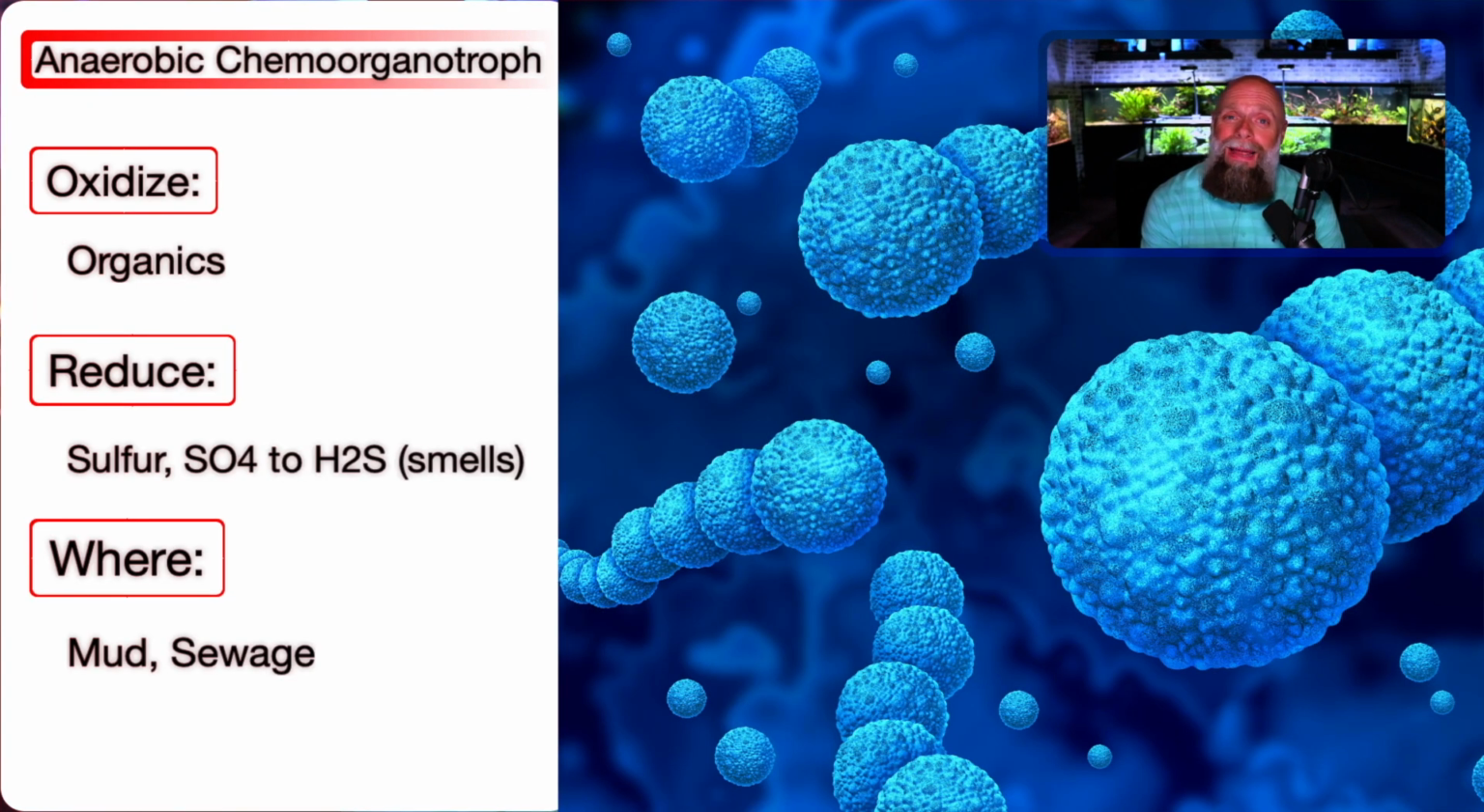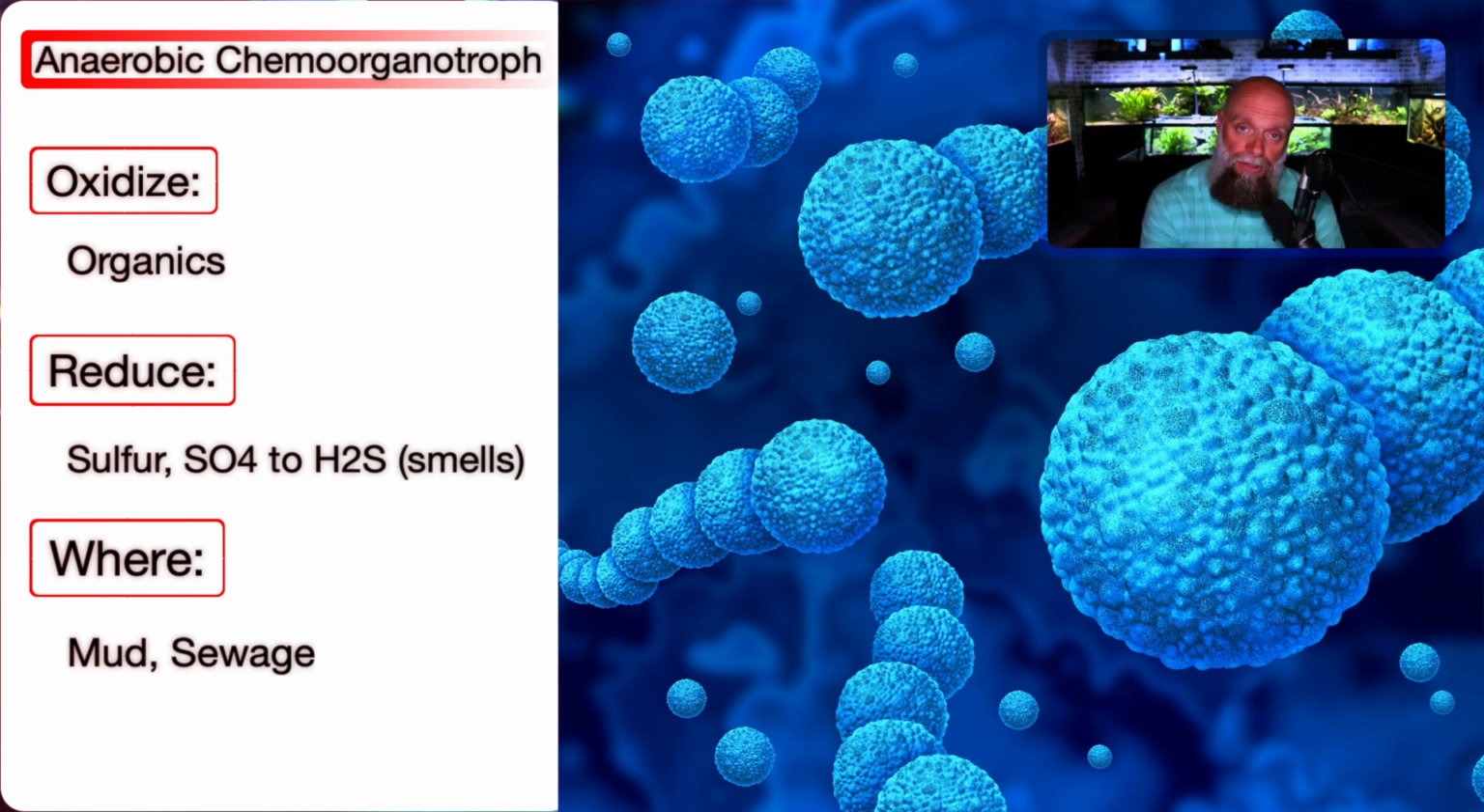Next up, we have our anaerobic chemoorganotrophs. Now again, anaerobic means that what is being reduced is something other than oxygen. So you have things like sulfur and sulfate, and that sulfur or sulfate can eventually get converted to hydrogen sulfide, H2S, and that can give that rotten egg sort of smell. And so if you ever smell that, a lot of times what you have is an anaerobic chemoorganotroph that is doing that.